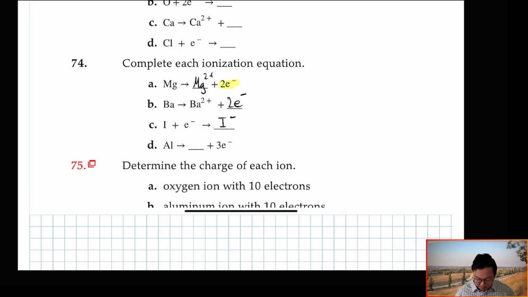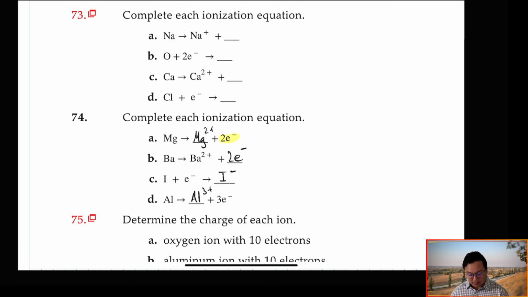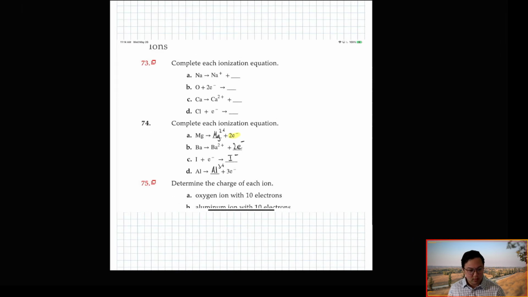And then for aluminum, so we got aluminum again, and then on the right side it says +3 electrons, which means we've removed 3 electrons from aluminum. So we'll get Al 3+, just like that. And then it's exactly the same thing for 73. So now you can practice those, check them in the back of the book. Are there any other questions?